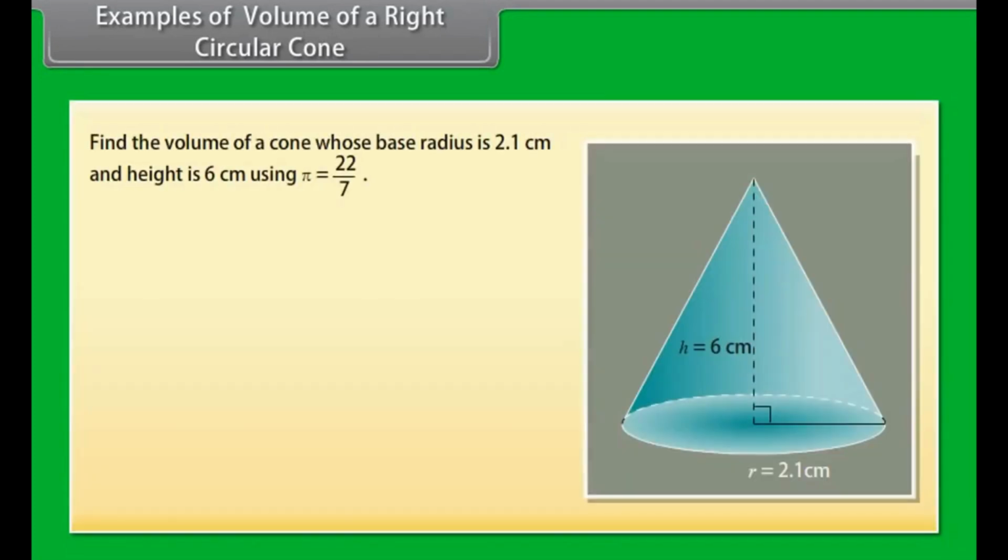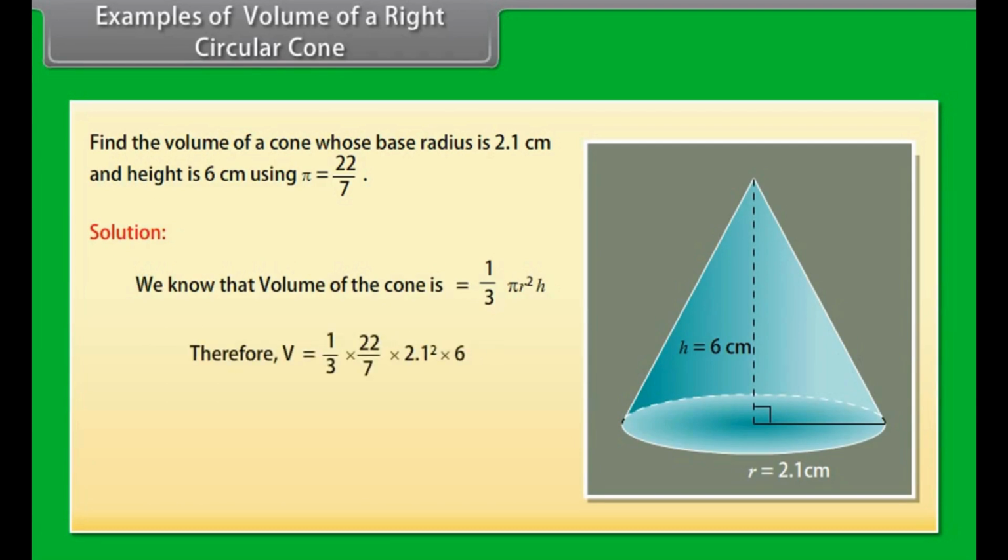Examples of volume of a right circular cone. Let us now solve an example. Find the volume of a cone whose base radius is 2.1 centimeter and height is 6 centimeter using pi as 22 upon 7. Solution. We know that volume of the cone is 1 upon 3 pi r square h. Therefore, V is equal to 1 upon 3 into 22 upon 7 into 2.1 square into 6, which is equal to 27.72 centimeter cube.